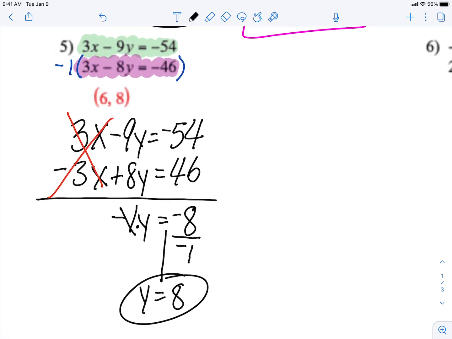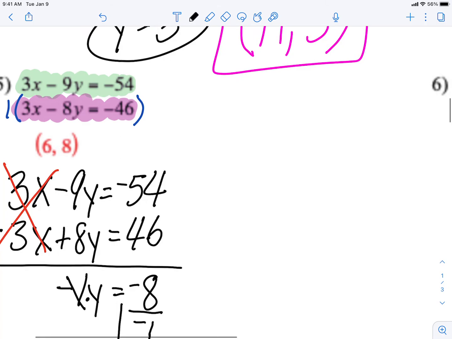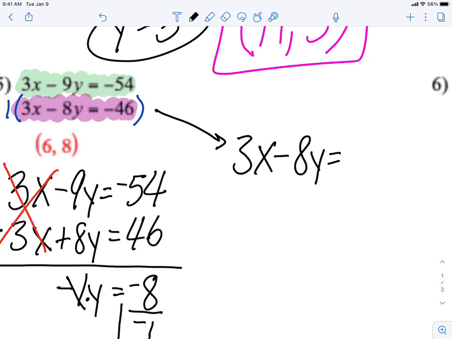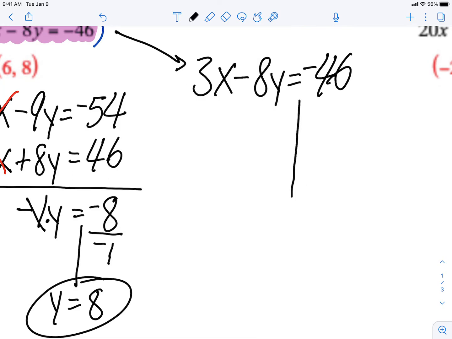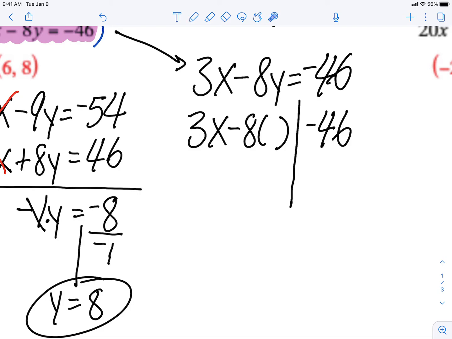Again, I'm going to pick between green and purple. Which one do I like better? I'm going to go with purple. Copy purple over. 3x minus 8y is equal to negative 46. Draw my line of separation. My 8 is going to go right here. So this y is going to be parentheses: 3x minus 8 parentheses negative 46. So let's put this 8 there.